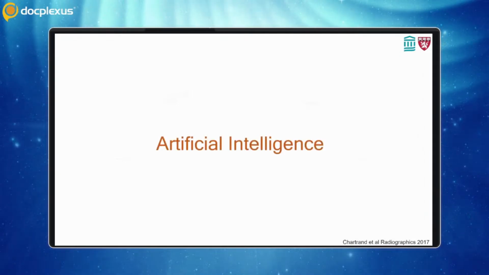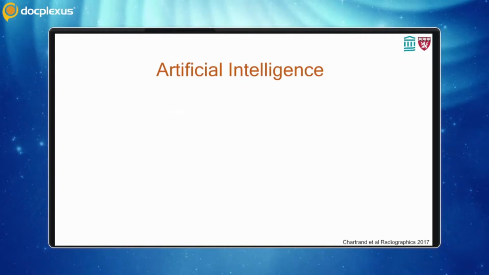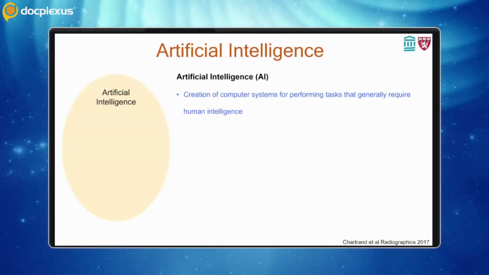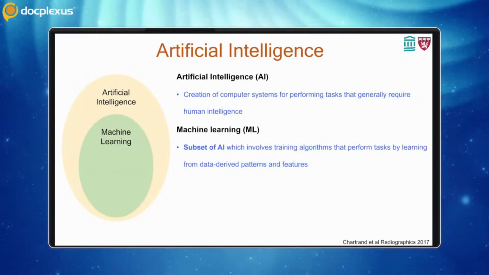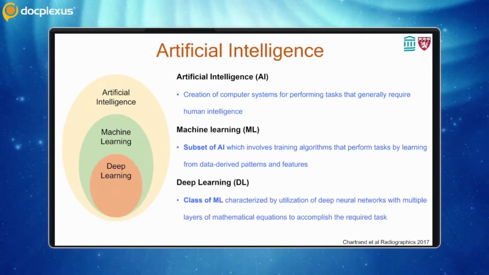Before delving into AI, let's talk about what artificial intelligence is. Artificial intelligence refers to the creation of computer systems for performing tasks that generally require human intelligence. Machine learning is a subset of AI which involves training algorithms that perform tasks by learning from data-derived patterns and features. Deep learning is a class of machine learning which is characterized by utilization of deep neural networks with multiple layers of mathematical equations to complete the acquired task.